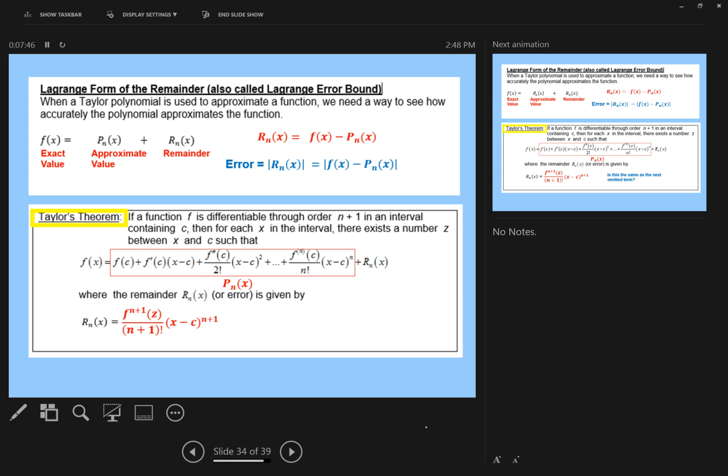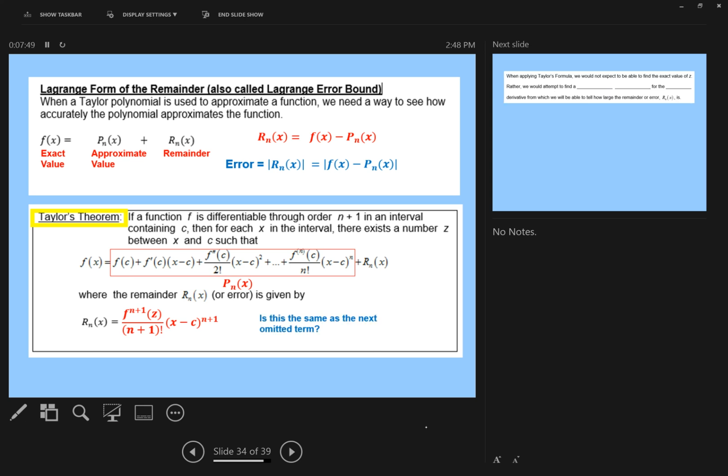So let's talk about what this means. Is it the same as the alternating series where you just look at the next omitted term? Because let's look. The n plus 1 derivative, isn't that the next term? If the polynomial ended with the nth derivative, isn't the next term the n plus 1 derivative? And on the polynomial, if it ends with the n term, it's over n factorial. This one's over n plus 1. So far, it's looking like the next omitted term, isn't it? You know how you have your x minus c? This is the x minus c to the n. So what's different? How is this not the next omitted term?